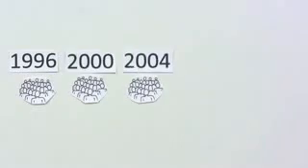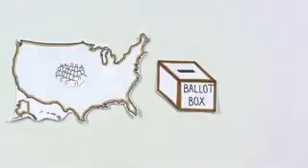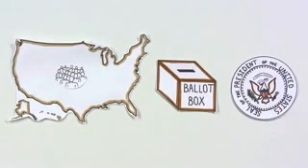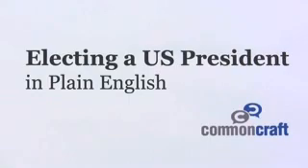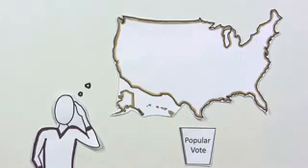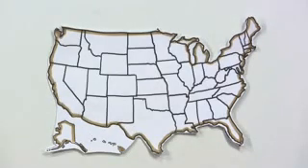Every 4 years, Americans who are 18 or older have a big responsibility. Our votes decide who becomes the President of the United States. Unfortunately, the U.S. election system isn't that simple. This is Electing a U.S. President in Plain English. It's easy to imagine every U.S. citizen's vote being counted together on Election Day, but this is not the case. U.S. elections are not decided by the total or popular vote, but individual states.